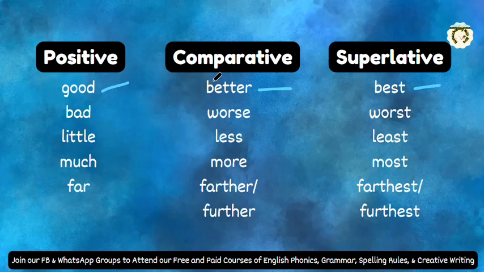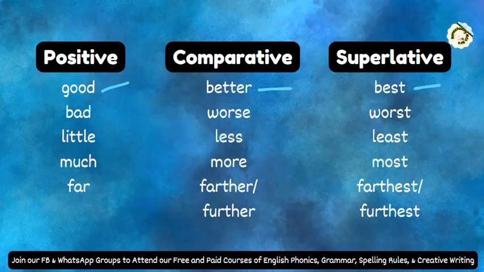Positive is little, comparative less, superlative least. Much, more, most. Far, farther, farthest, or far, further, furthest. So we can simply make a word list of these words and help our children memorize these words. ठीक है, इन words का कोई rule नहीं है, लेकिन अच्छी बात यह है कि बस थोड़े से words हैं, इनकी list बना लें और बच्चों को याद करा दें.